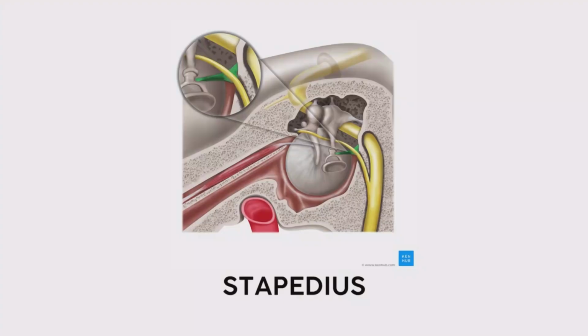But once we get into the ear, we find 2 more muscles, including the smallest muscle in your body, the stapedius, named because it stabilizes one of those small ear bones, the stapes.